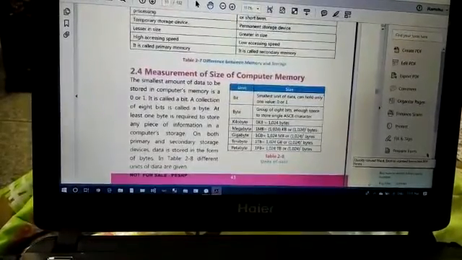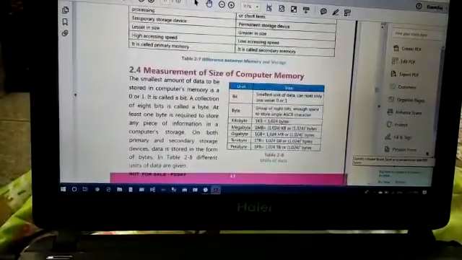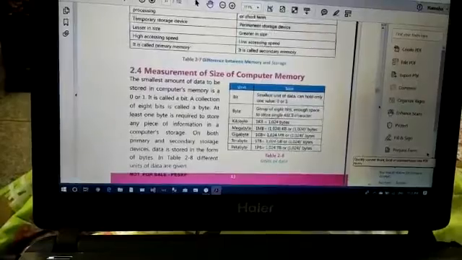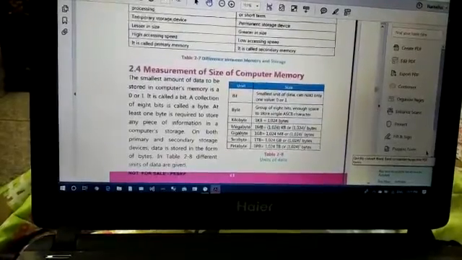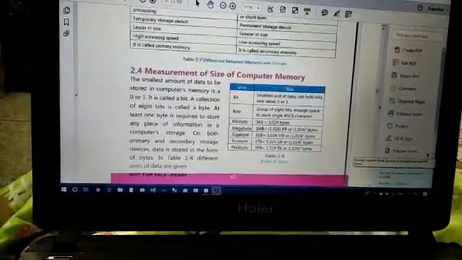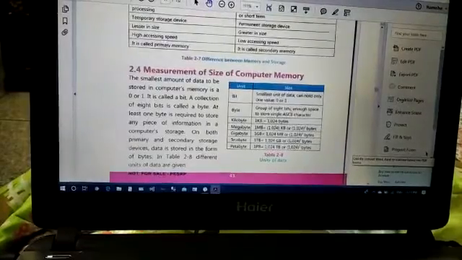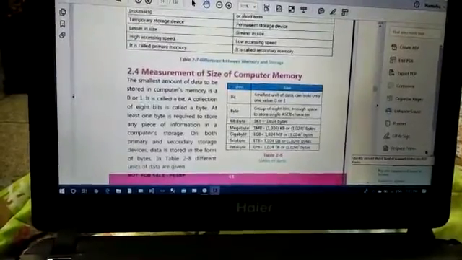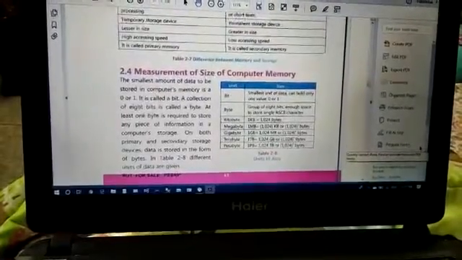Same like megabytes, 1 MB is 1024 raised to power 2 bytes, gigabytes 1024 raised to power 3 bytes, terabyte 1 TB is equal to 1024 raised to power 4 bytes, and 1 petabyte PB is equal to 1024 terabyte or 1024 raised to power 5 bytes. This is the unit of data. You have to learn this table only for the objective type.